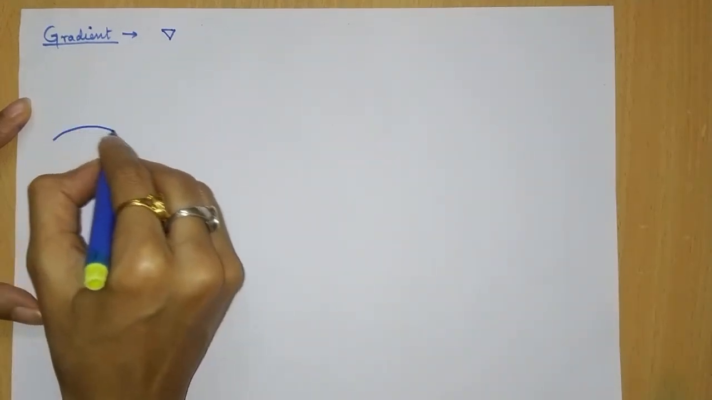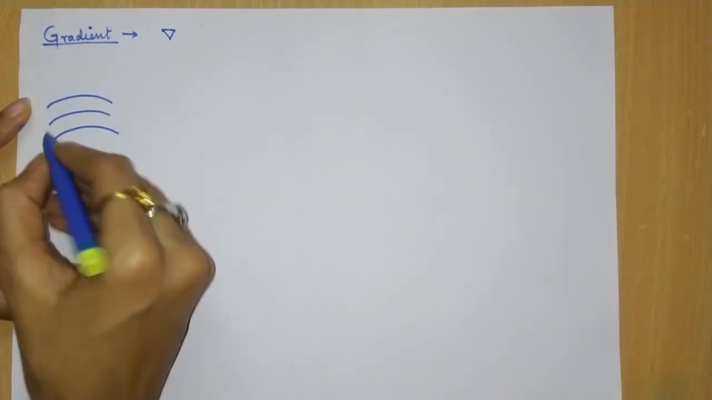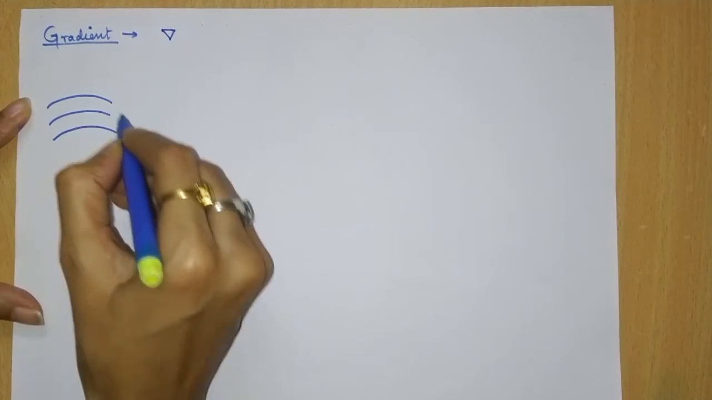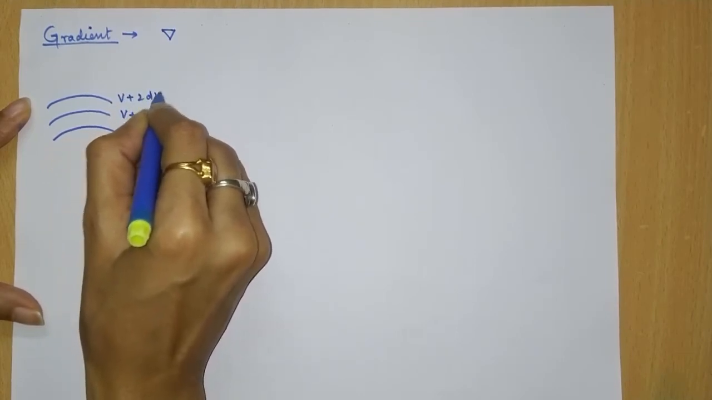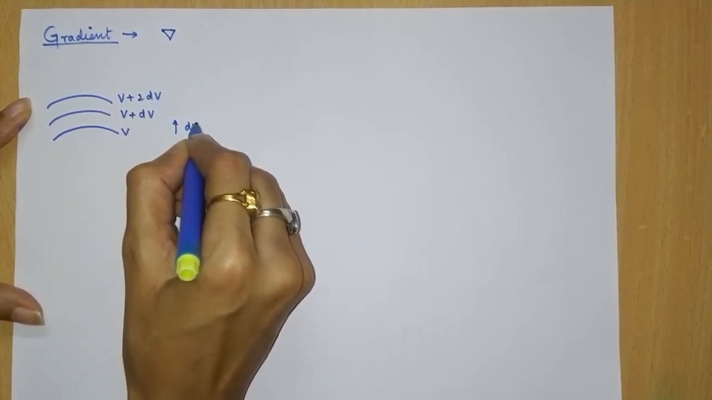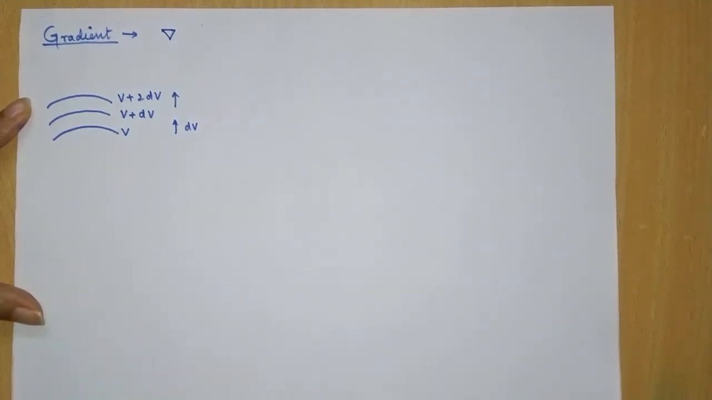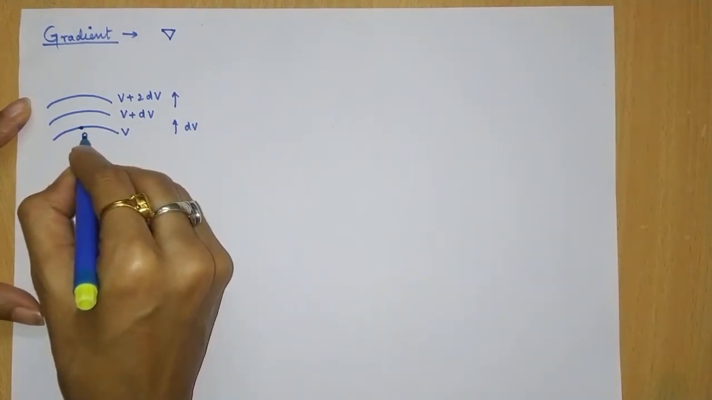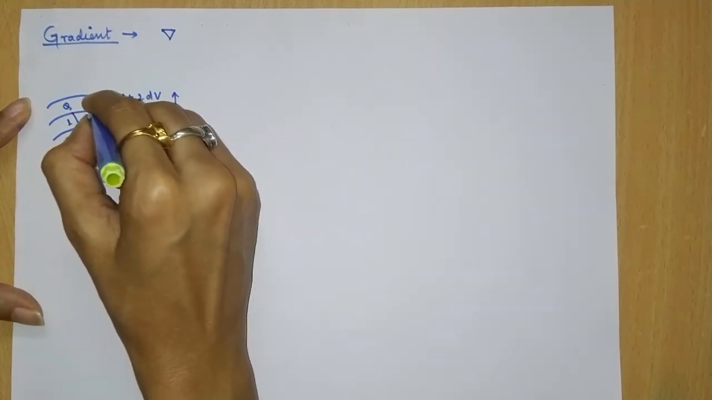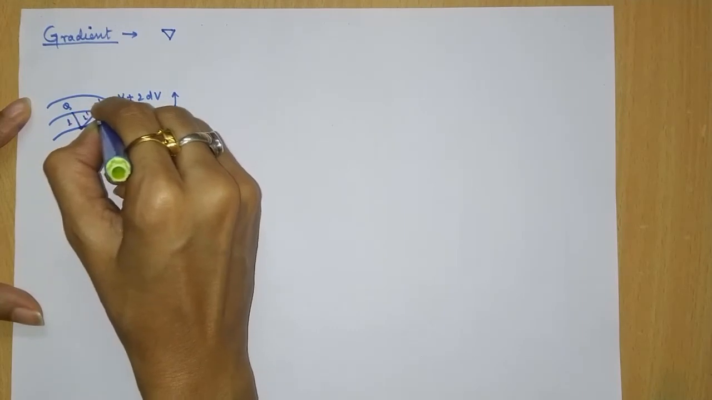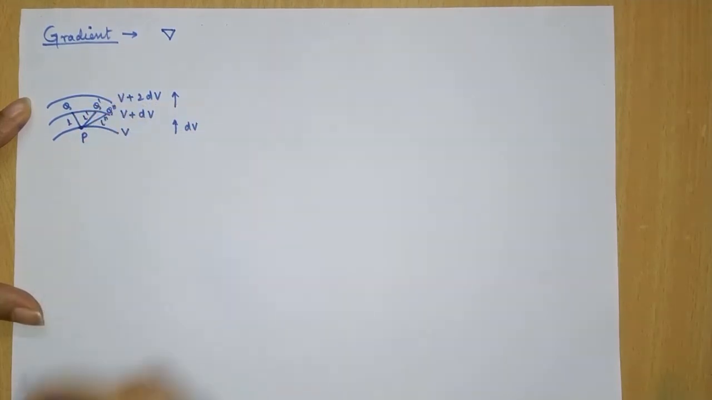For example, we are having 3 equipotential surfaces. Potential of this is V. This is V plus dV. This is V plus 2 dV. That means I am incrementing by an amount of dV. What are equipotential surfaces? The surface which has same potential at all the points on its surface. Suppose we are having a point P. This is Q, length L. This is Q dash, length L dash, and this is Q double dash, length L double dash.